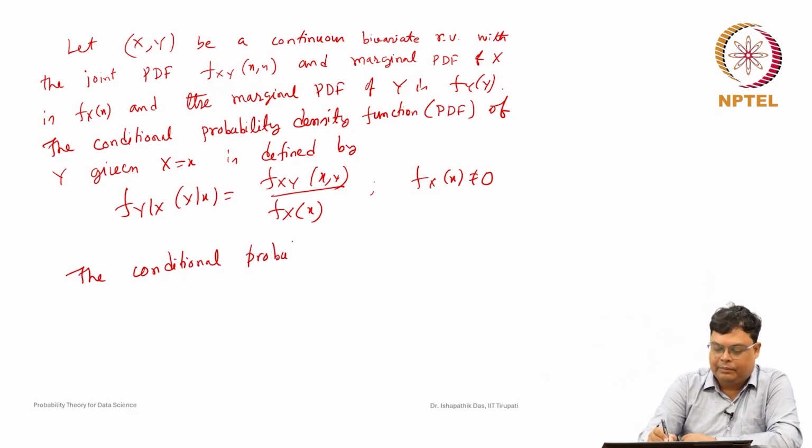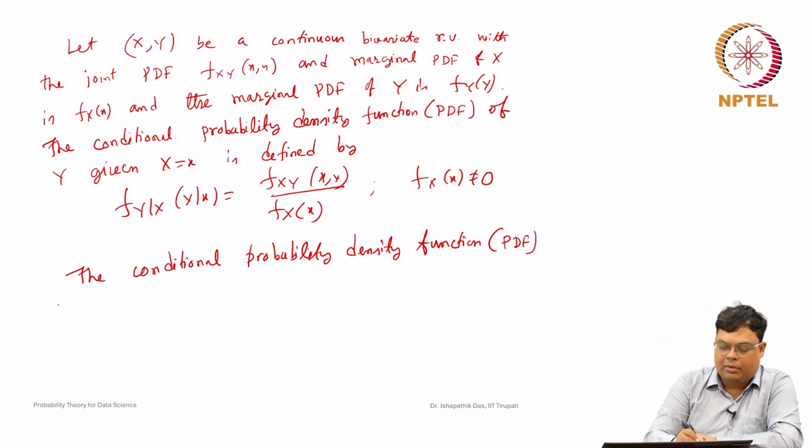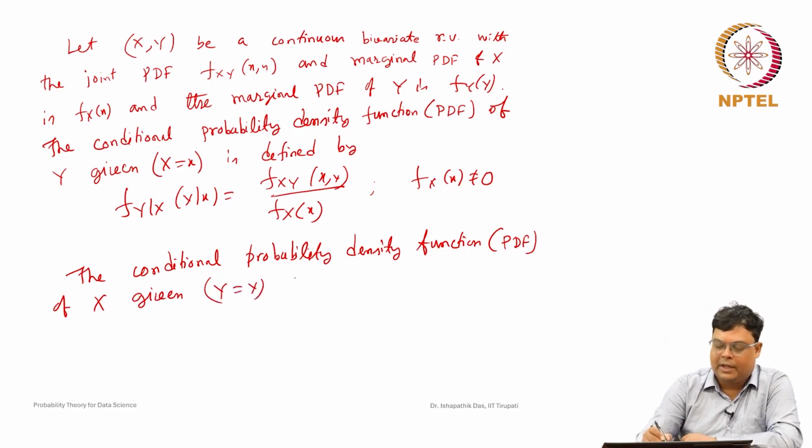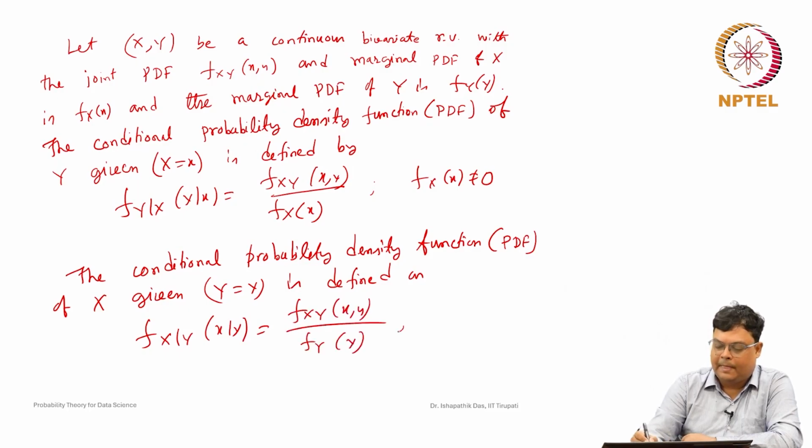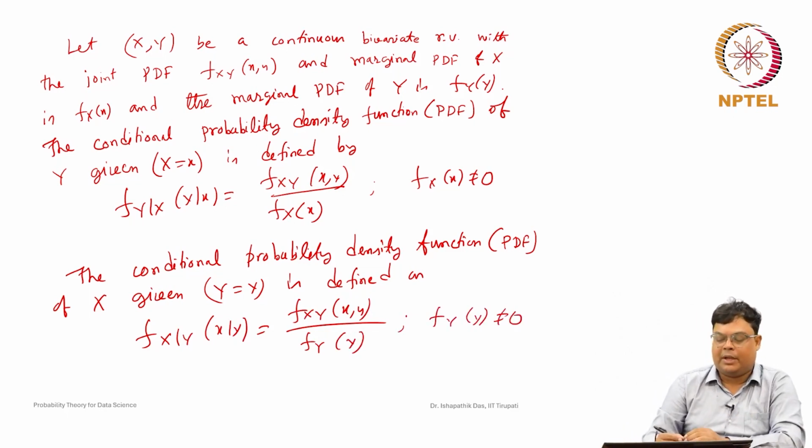And the conditional probability density function, PDF, of X given Y equal to some value y, is defined as f of X given Y, the joint probability density function divided by the marginal f_Y(y), when f_Y(y) is not equal to 0. So, this is the definition of the conditional probability density function.